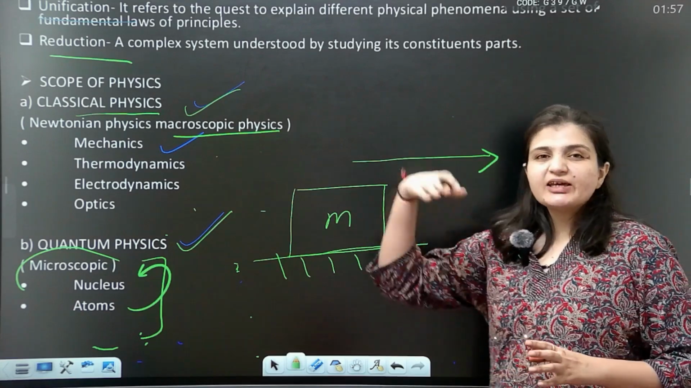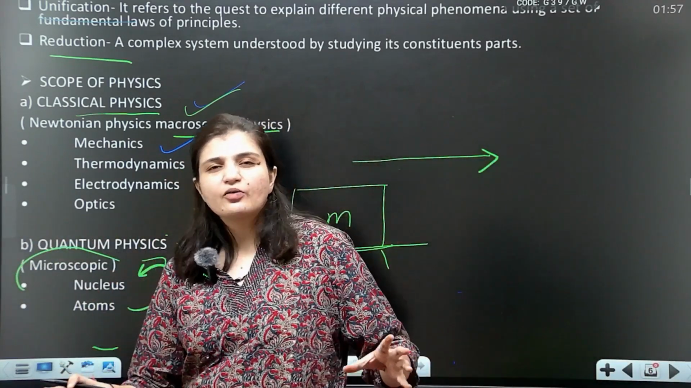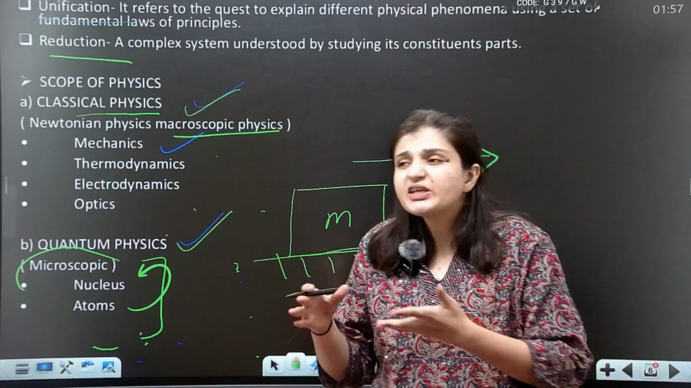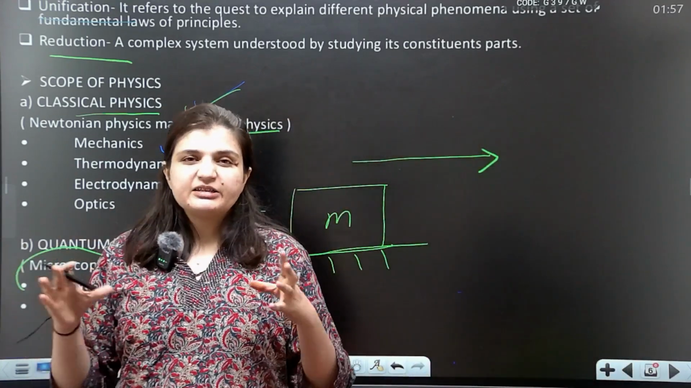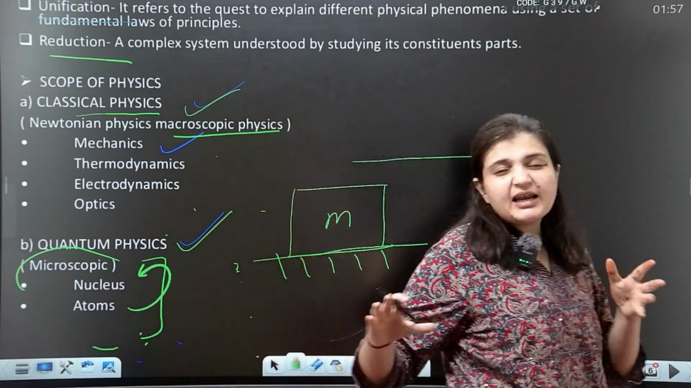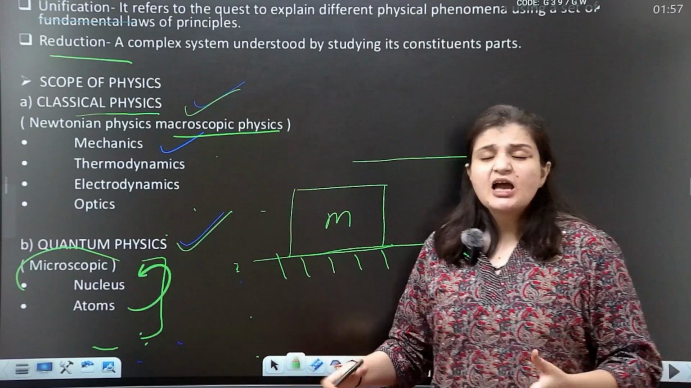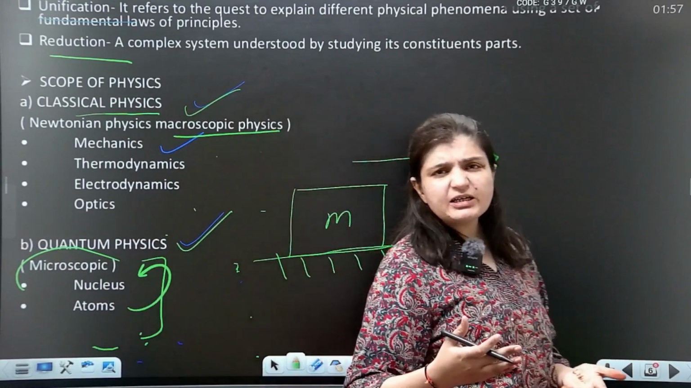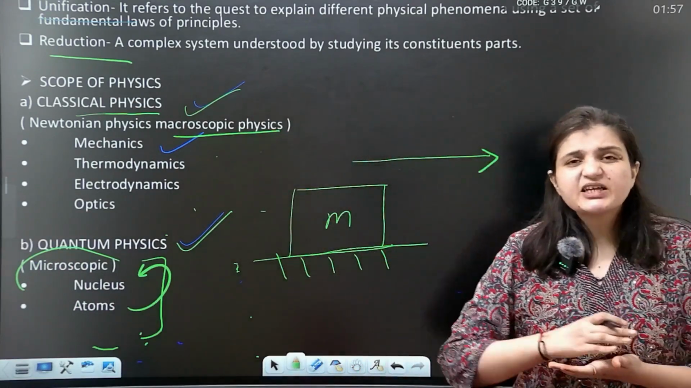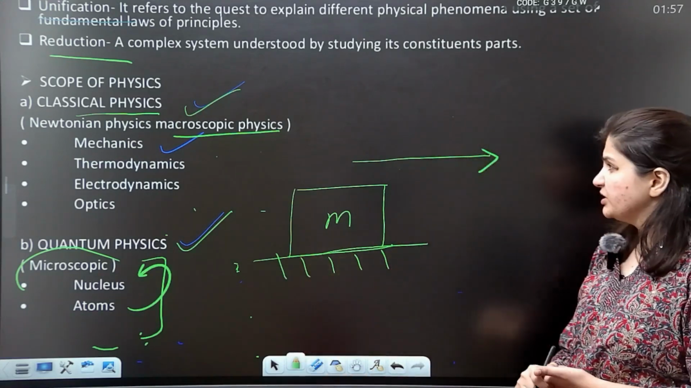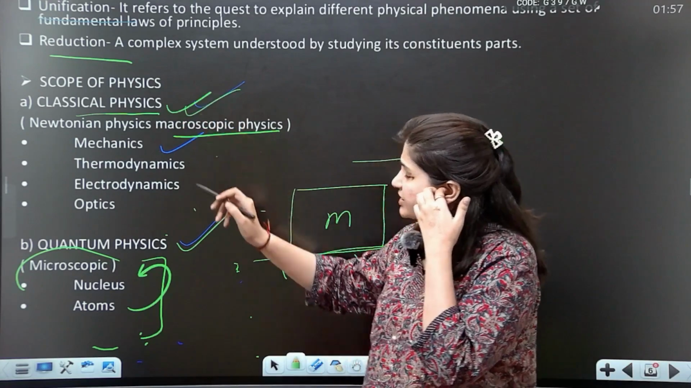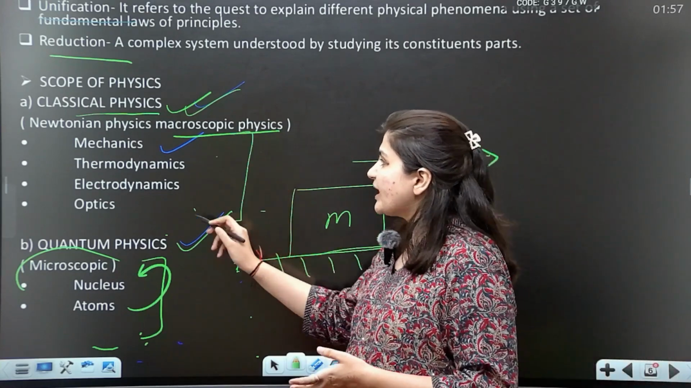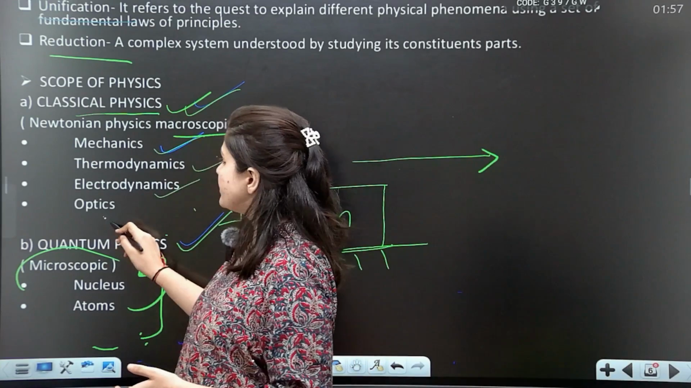Classical physics is a very old version of physics, where we come across objects at the macroscopic level, which we can see with our naked eye, and easily relate to in practice, like how the motion of an object will be, how force will be applied, how much distance it will cover, how much acceleration it will travel with. So this is all classical physics. In classical physics we also have subparts like mechanics, thermodynamics, electrodynamics, and optics.